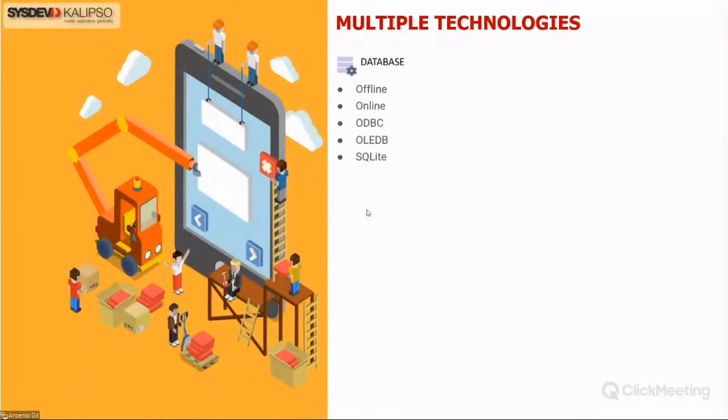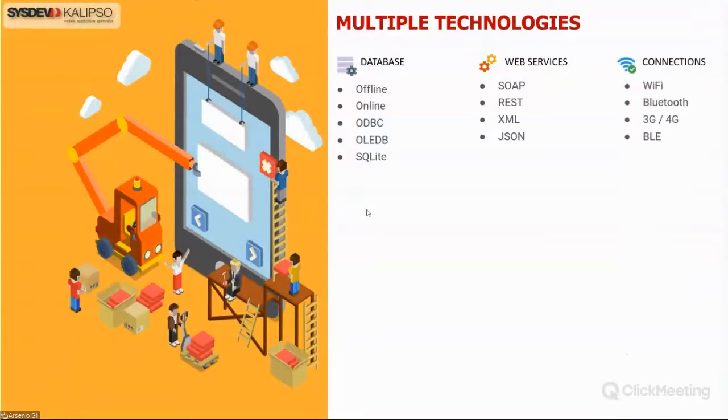Regarding some of the technologies you can find in Kalipso, for database connections, you can create applications working online or offline using ODBC or OLE DB connections for virtually any kind of database. You can synchronize the data with your backends. You can also use web services like SOAP or REST using XML or JSON. And you can create apps using Wi-Fi, Bluetooth, 3G, virtually any kind of communication available in the market.